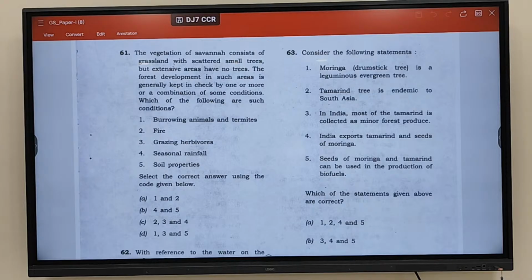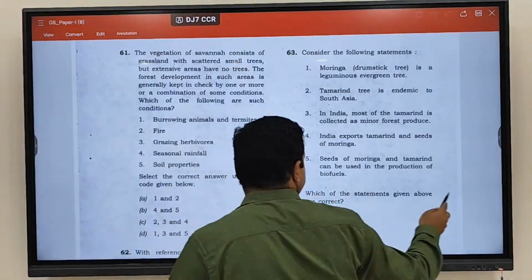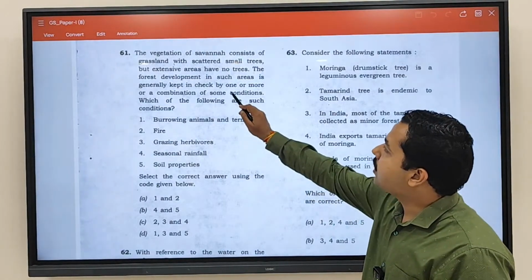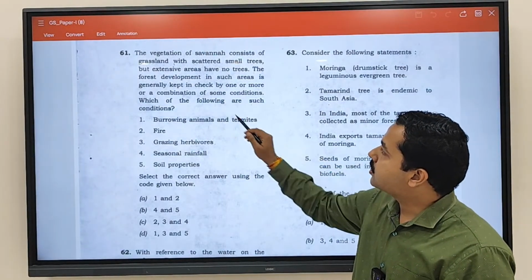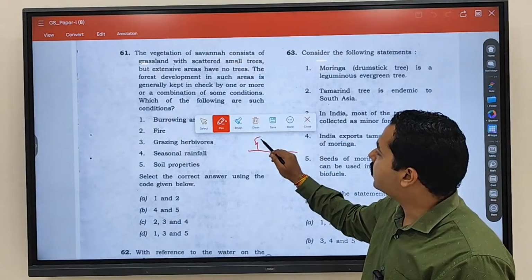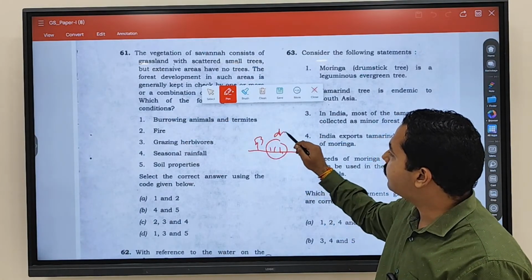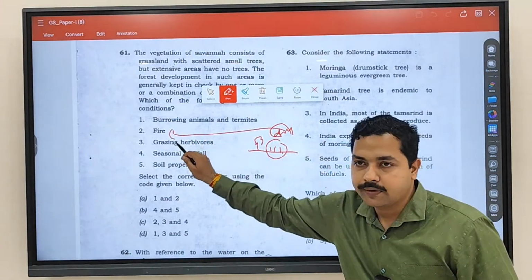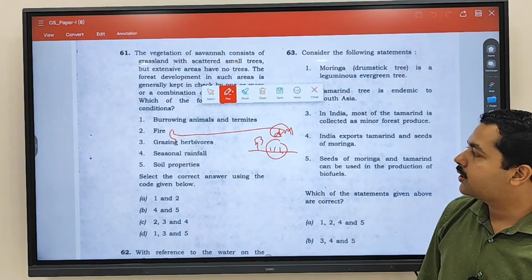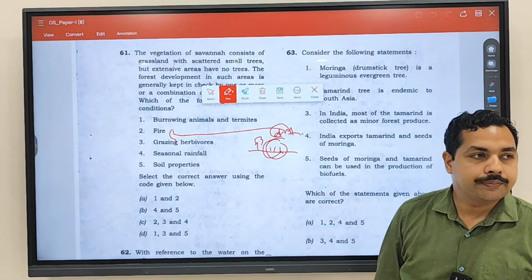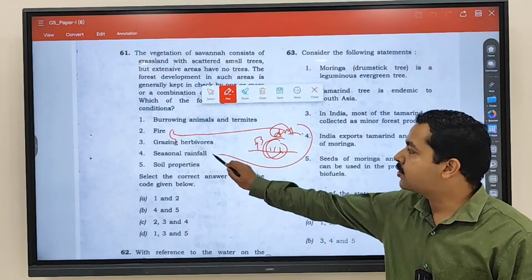So just now we discussed the vegetation of savanna: tall grasses and scattered trees. And as we discussed, how are the trees kept in check? Because the grasses are very dry in nature, they easily catch fire. So that is one of the things that you are finding. Another thing: why are the grasses dry in nature? Because rainfall is not there.